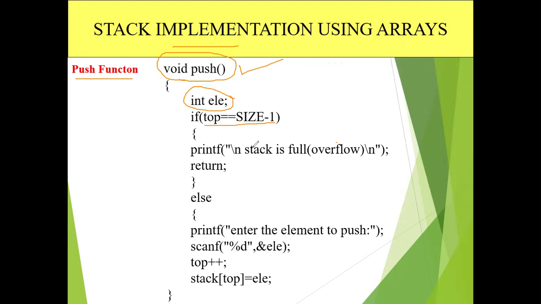If the size of the array-based stack is 10, then 10 minus 1 is 9. As we know, array indexes start from 0, so they run from 0 to 9. If our top value is equal to 9 and size - 1 is also 9, that indicates the stack is full, or stack overflow. That means we are unable to insert a value into the stack. Now assume this condition becomes false. Whenever the condition is false, it executes the else part.